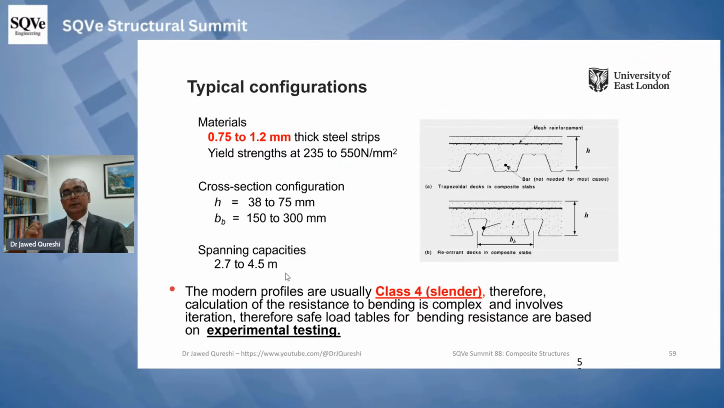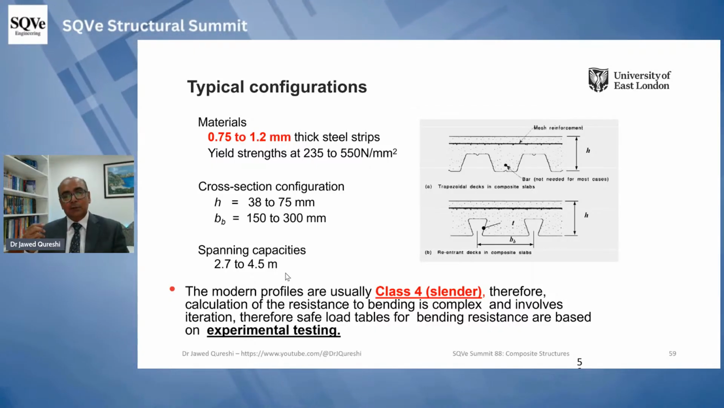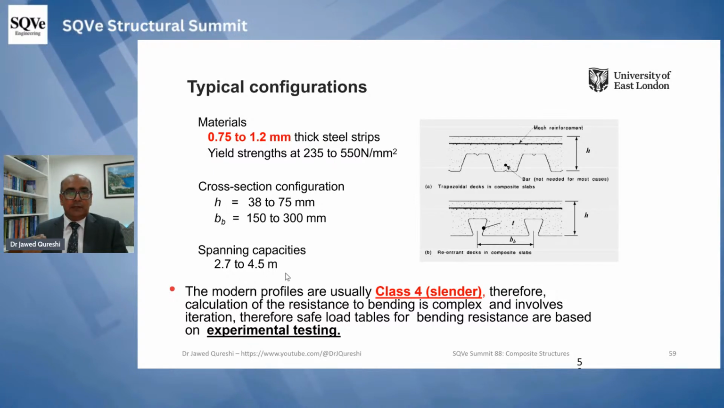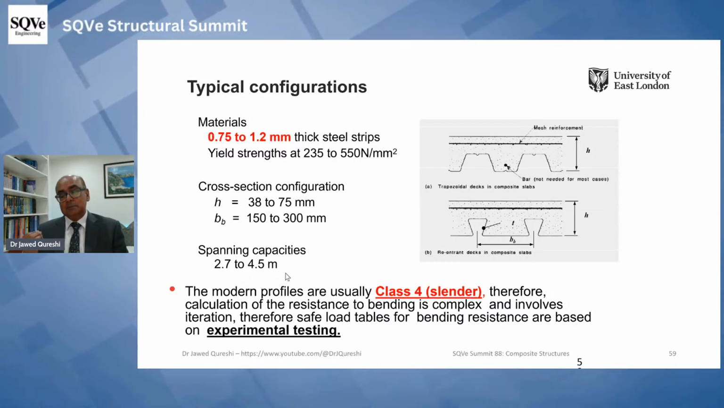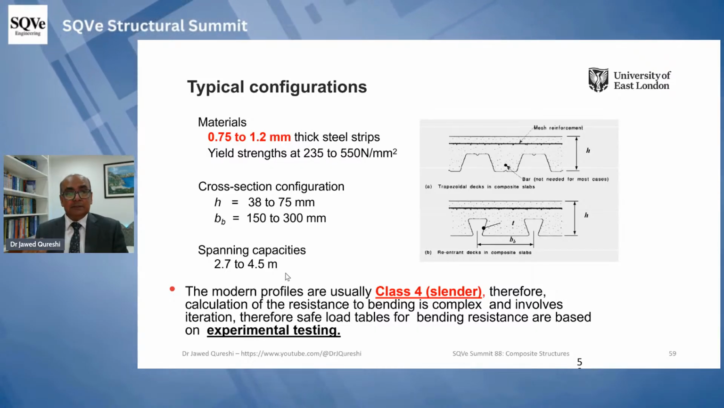The key thing to note here is that I think one of the questions was, how do we find out the properties of these sheetings? Most of these modern profile sheetings are slender sections. So calculation of bending resistance is really very complicated, and it will involve lots of testing before we can depend on it. So mostly bending resistance of these sheetings depends on experimental testing, and manufacturers most of the time would provide the bending resistance of these sheetings.